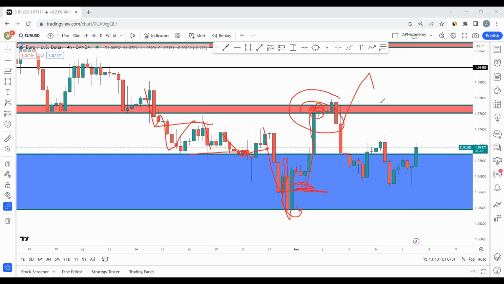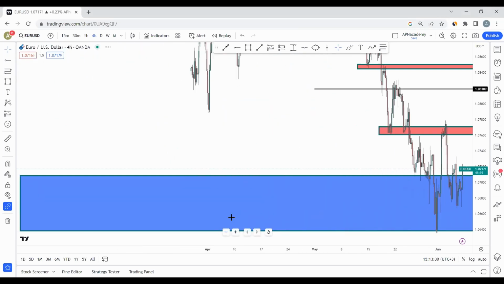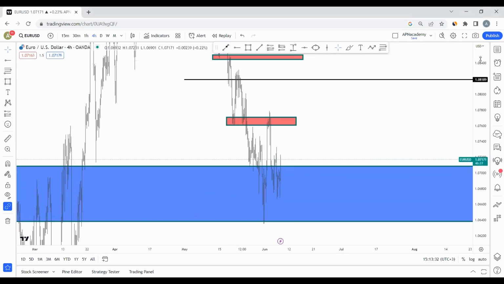If the market had broken above, then we'd be looking for sales. For buys, a retest here, and then we continue with the buy to the next untested level. So if you're trading Euro USD, these are the levels that you need to be looking out for. Now, someone will be wondering, but how will I be utilizing these levels that we have just marked?